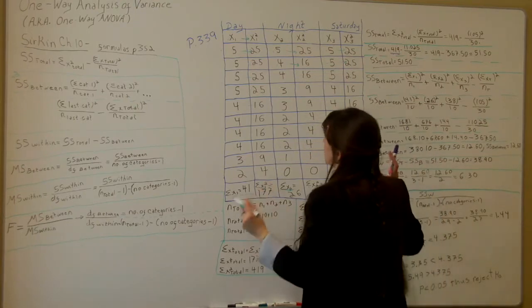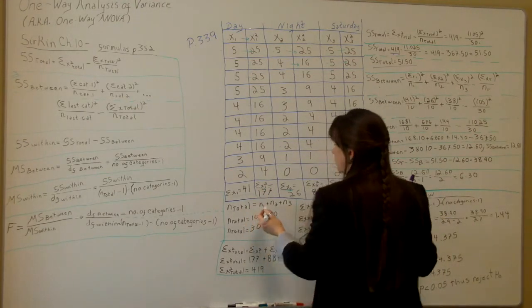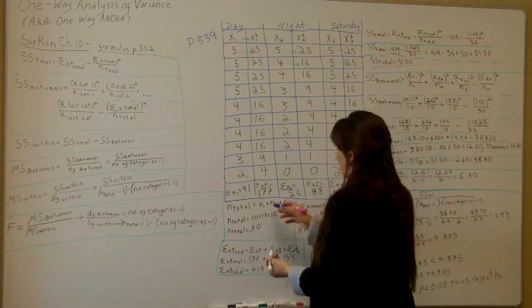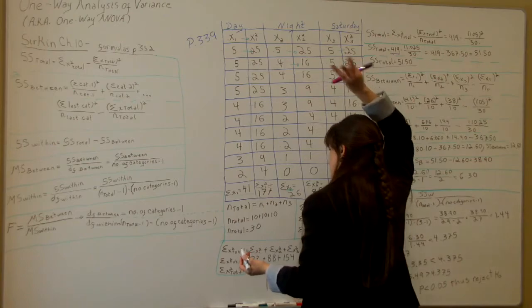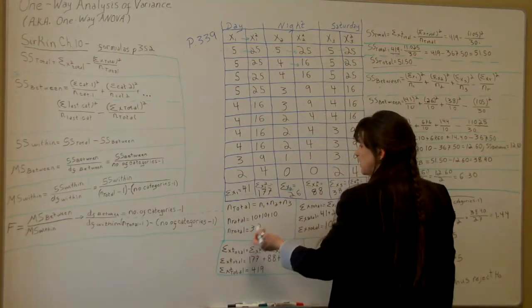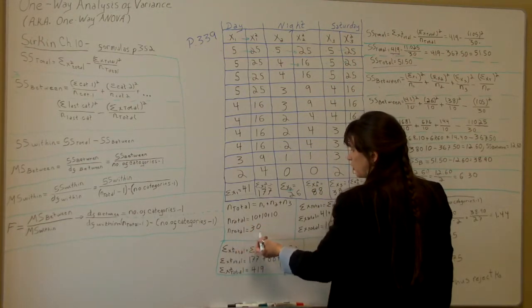The next thing I do is your n total. For this one, each sample size is 10. So the n1, the n2, and the n3 just mean your first, second, and third sample, because we only have 3 samples. So 10 plus 10 plus 10 equals 30, so your n total equals 30.